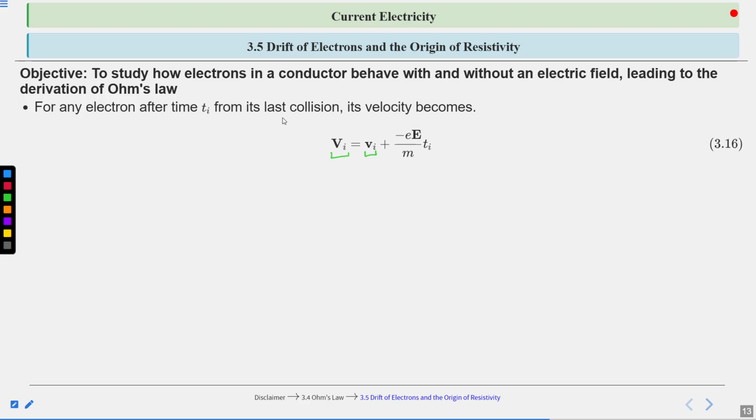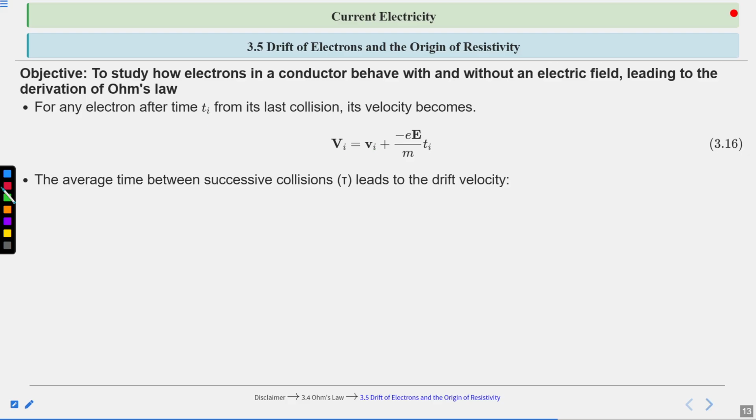Its last collision happened at point 1. So after its last collision and after ti time, what is the velocity now? And small vi is the initial velocity, which is the velocity just after the collision. Just after the collision, what is the velocity? It is completely random. And this is the acceleration of the electron, minus E, capital E by m, into the time elapsed, so after ti time from the last collision.